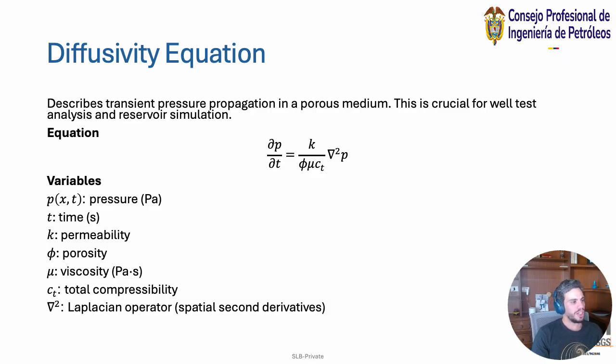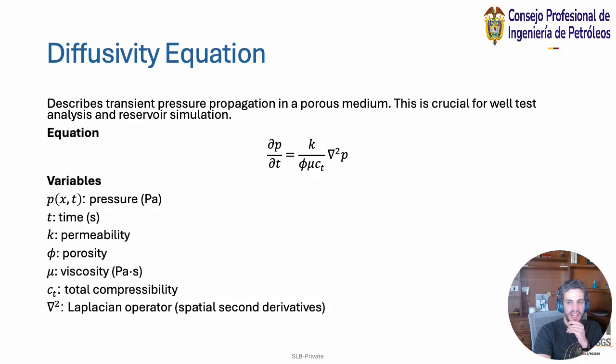So let's go through the equation. Here you have delta P with respect to delta T is equal to K over phi times mu times C, all multiplied by the Laplacian operator, right? So what this means is that it's telling us the pressure that changes over time dependent on the curvature of the pressure field. And it describes how the pressure transience propagates, right?